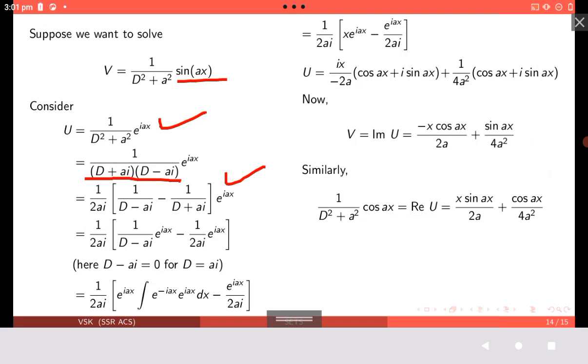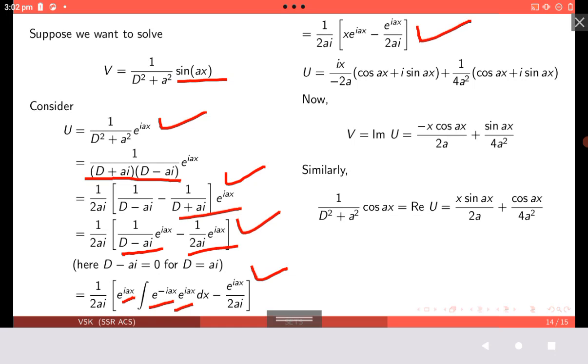Now e to the power ix goes inside, that is, these are operated on this. And here, because d is equal to ai, if I put it, then it will become 0. So this will make a problem, but here it does not make any problem. Here we will simply put ai in place of D, and here we'll use the general method. What will be the general method in this case? That is, we'll multiply with e to the power iax, integration of e to the power minus iax into e to the power iax. So this second expression as it is, and when we simply solve this, we'll get this expression.